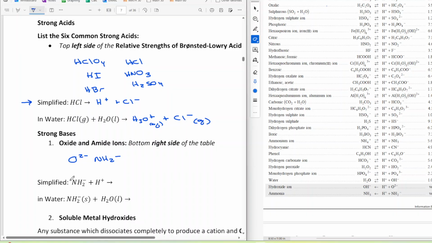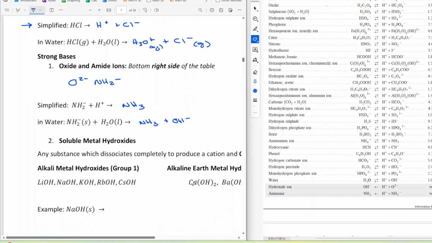The simplified form is that the NH2 minus accepts a hydrogen to form ammonia. And then what's actually happening is in water, the NH2 minus is accepting a proton from the water to form NH3. But here's why it's a base: in water, it is producing hydroxide ions. So it's really easy when you look at something like a soluble metal hydroxide, something like sodium hydroxide, to say, hey, sodium hydroxide dissociates to sodium and hydroxide in solution. But it's harder to tell for something like an amide ion that it's going to produce hydroxide, because you have to put it in water to see the hydroxide produced.